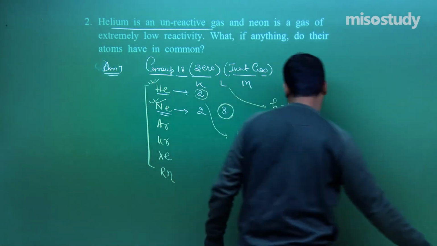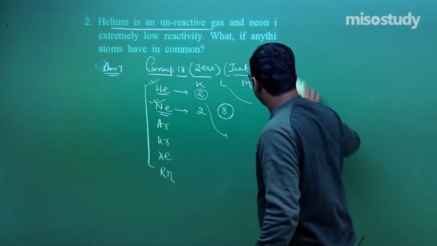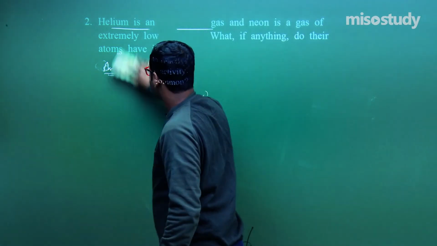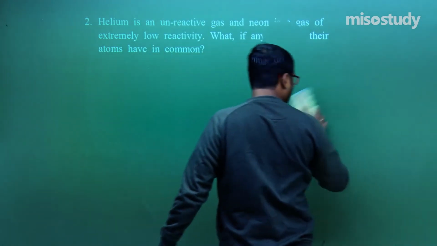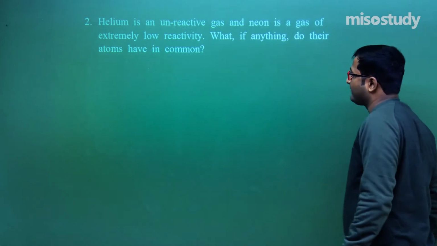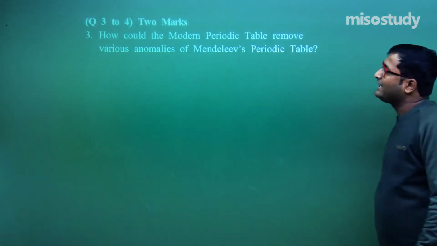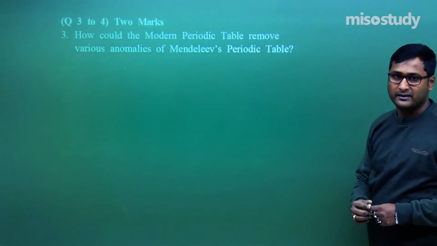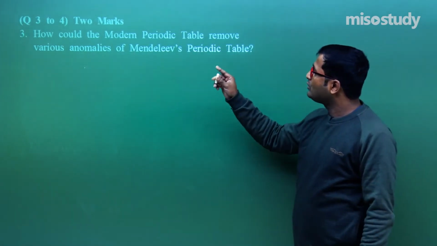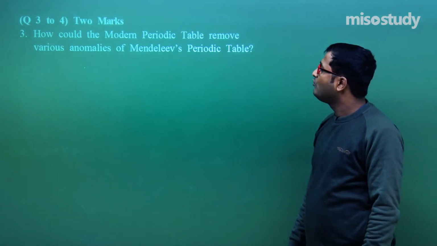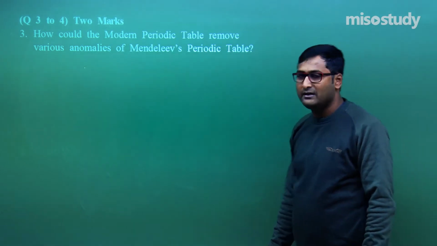Yes, now I'm going to wrap up this part, and let's move to the next question. What is the next question, my friend? Now, this question carries 2 marks. You have to explain how the modern periodic table could remove various anomalies of Mendeleev's periodic table.